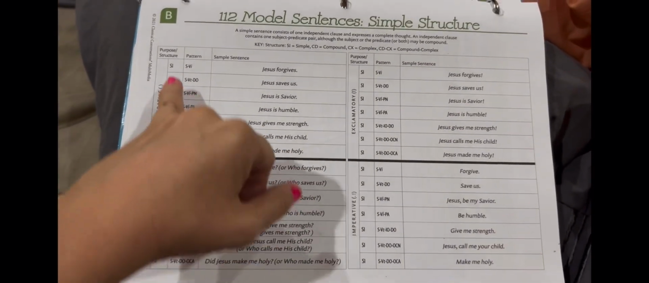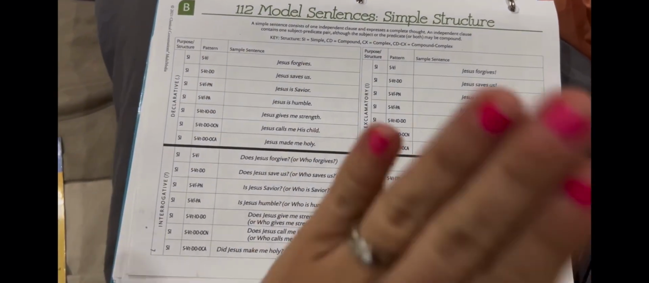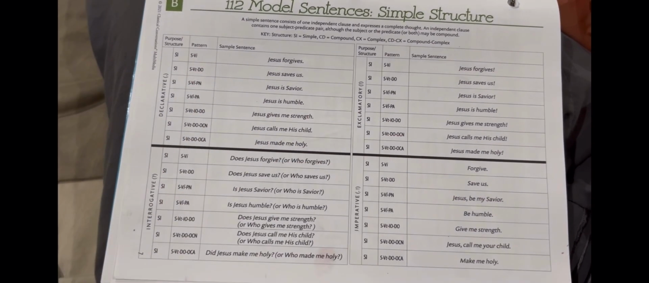Some examples of the 7 patterns: subject, verb, intransitive. Jesus forgives. Subject, verb, direct object.